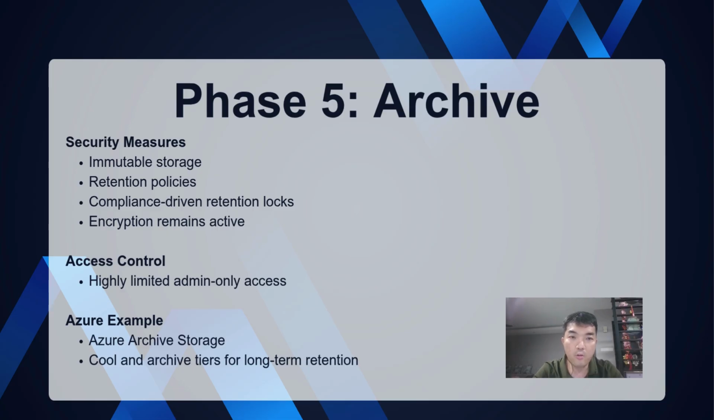Phase five is archive. Archiving shifts data to cost-effective, long-term storage for infrequently accessed items. Key protections encompass immutable storage to prevent alteration, compliance-driven retention logs, and periodic audits for integrity. Encryption remains vital to protect against long-term threats as well. Access control is highly restricted, open only to compliant roles with audit trails. The Azure example is Azure Cool and Archive tiers for long-term retention.